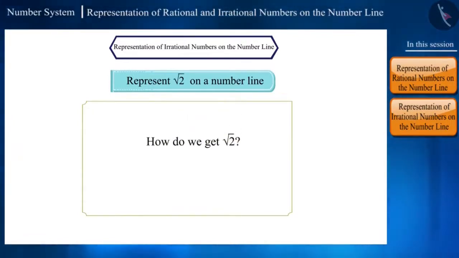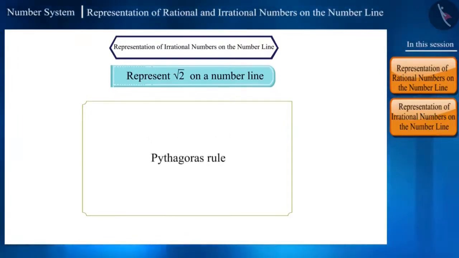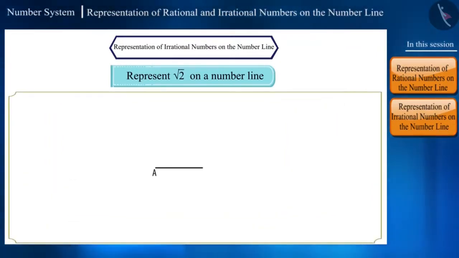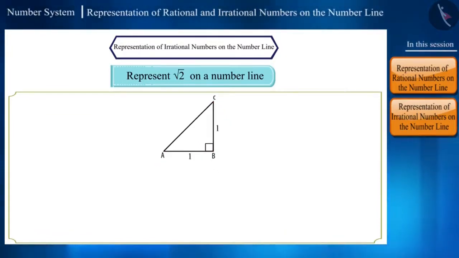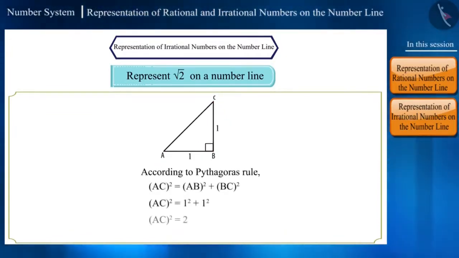How do we get root 2? When do we get any number in the form of roots? When any number is in the form of squares, like x squared is equal to 2, then we get x as root 2. Friends, when we use words like squares, square roots, which rule comes to your mind? Yes, Pythagoras' rule. Now, if we consider a right-angled triangle ABC where the lengths of AB and BC are 1 unit, according to Pythagoras' rule, we will get the length of AC as root 2.